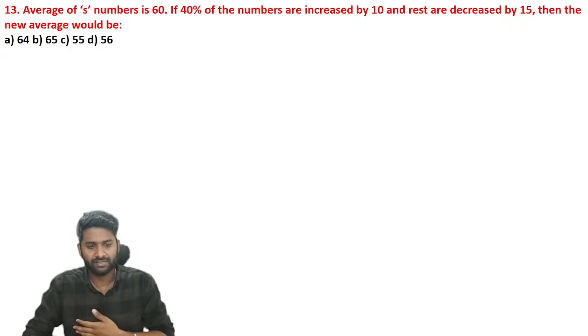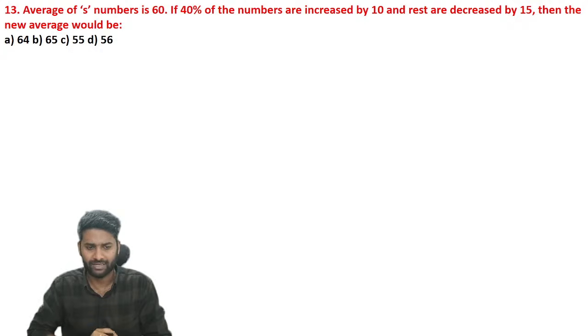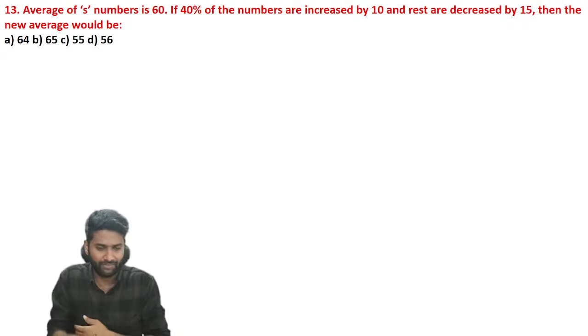Now see, the average of S numbers is 60. If 40% of the numbers are increased by 10 and the rest are decreased by 15, then what would the new average be? Guys, see, we don't know how many numbers there are. Finally, we don't want the numbers. We need only the new average.